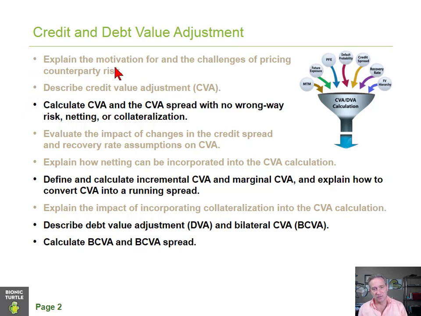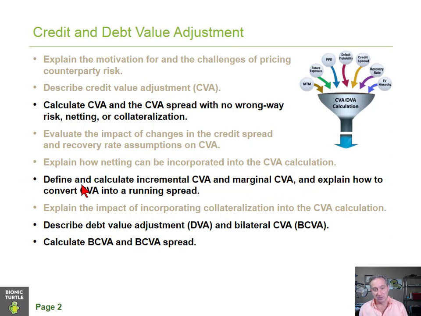I'm not going to go specifically into motivation and challenges of pricing counterparty risk, or describing the credit value adjustment, because that will be implicit in the third learning objective that we will look at, which is calculate CVA and the CVA spread. And I won't go into detail on evaluating the impact of changes in the credit spread and recovery rate assumptions on CVA, or explaining how netting can be incorporated in the CVA calculation.